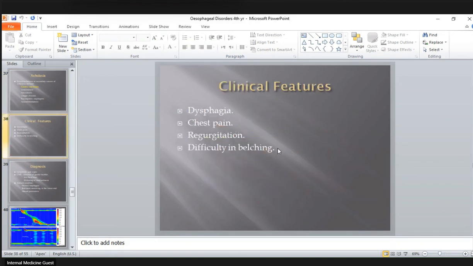How do these people present? They present with dysphagia over a long period of time. They may have chest pain, regurgitation, difficulty in belching, and modest weight loss, not like a neoplastic disorder, but they may lose a little bit of weight.